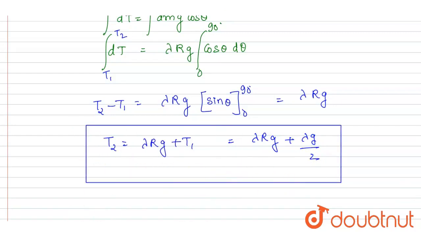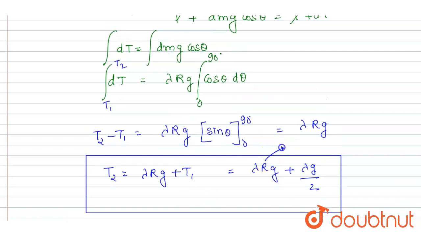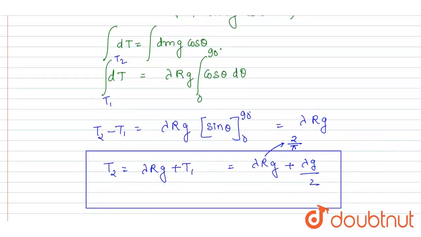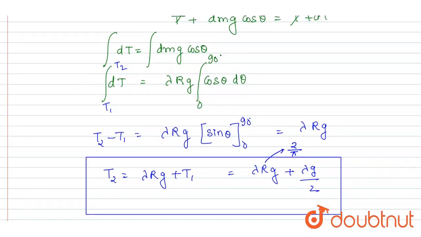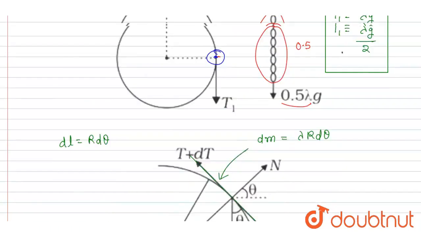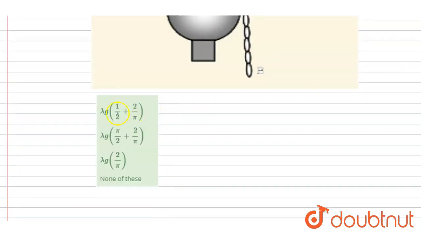Now you can check for the option. Put the value of r also. If you put the value of r and take lambda g common, you will get in the bracket 2 by pi plus half. So option A will be the correct option.